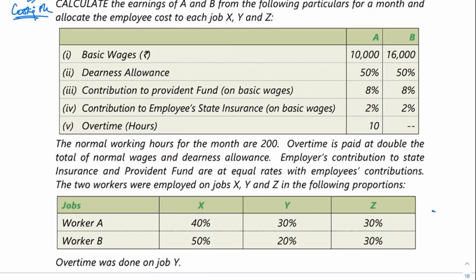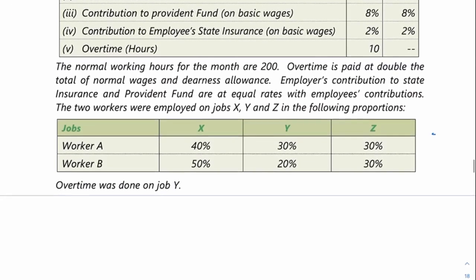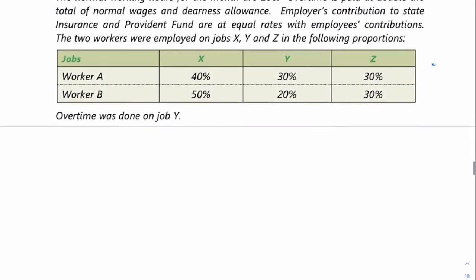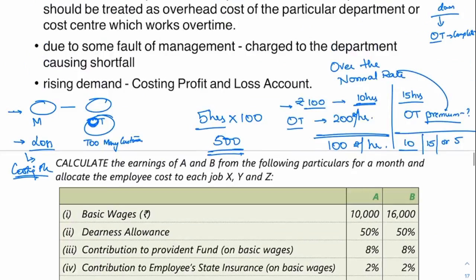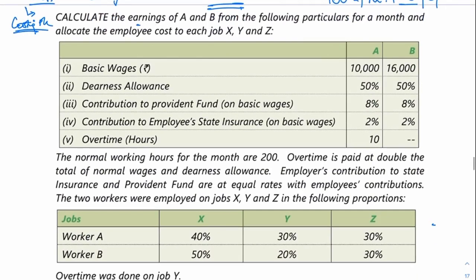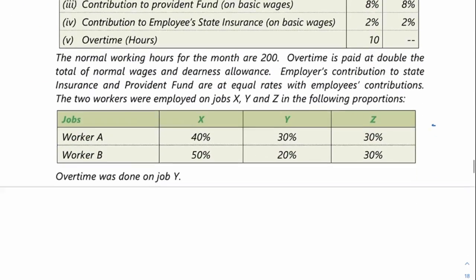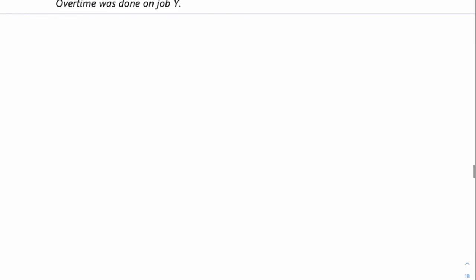Now we know the first thing we have to calculate. We have to calculate their hourly rate, correct? Okay, let's try calculating the salary for A and B first. How much are they earning? Because they are asking me to show the calculation of earnings for A and B from the following particulars. Now let's show earnings of A and B.